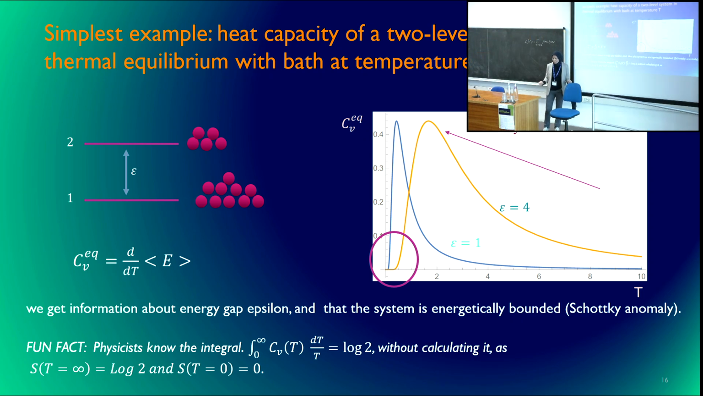Very simple. But look, what do you see here? Instead of the heat capacity just going to a constant, it has a strange peak here. Look. This peak is called a Schottky anomaly.